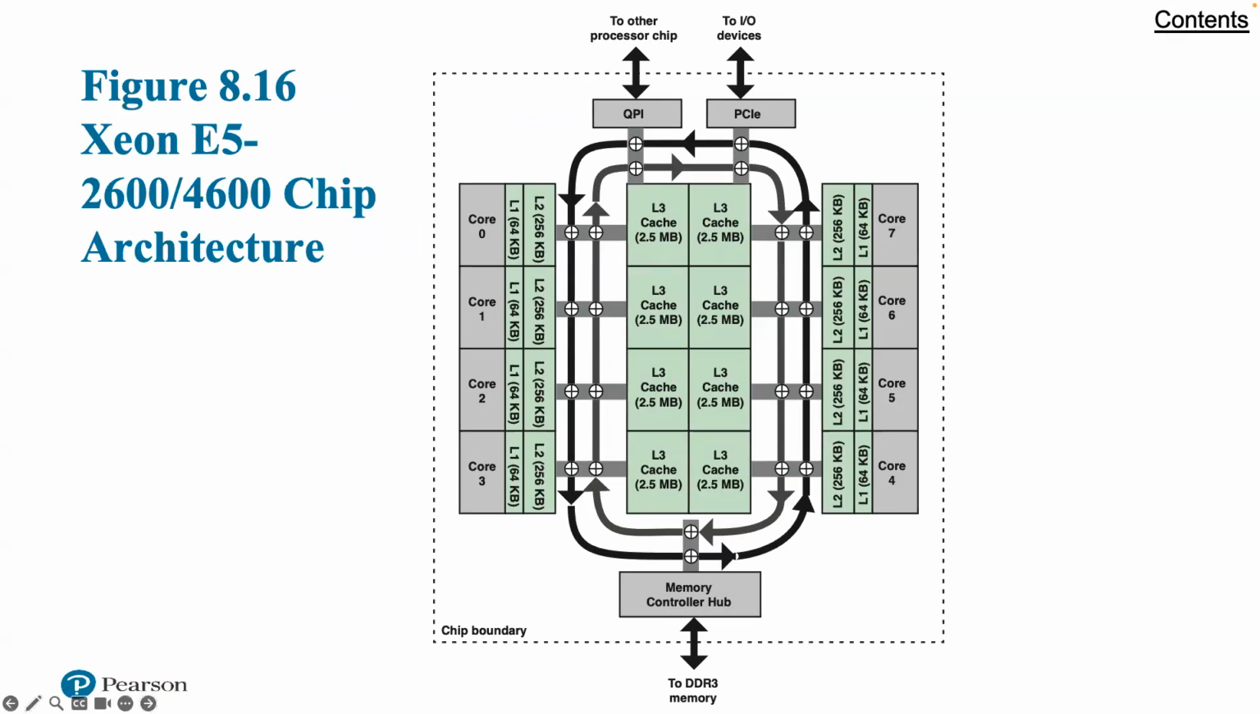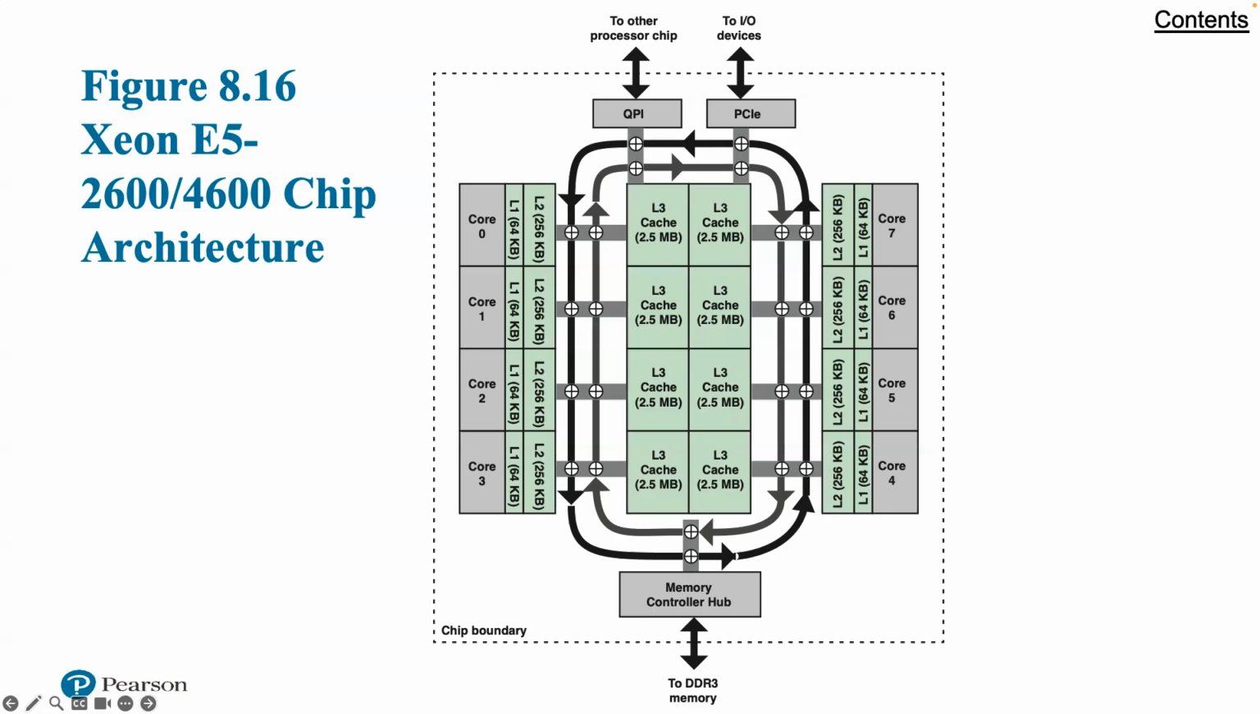Here is a figure for the Xeon E5 2600/4600 chip architecture. The Intel Xeon is Intel's high-end, high-performance processor family used in servers, high-performance workstations, and supercomputers. Many of the members of the Xeon family use a ring interconnect system, as illustrated here in this figure. The E5 2600/4600 can be configured with up to 8 cores on a single chip.